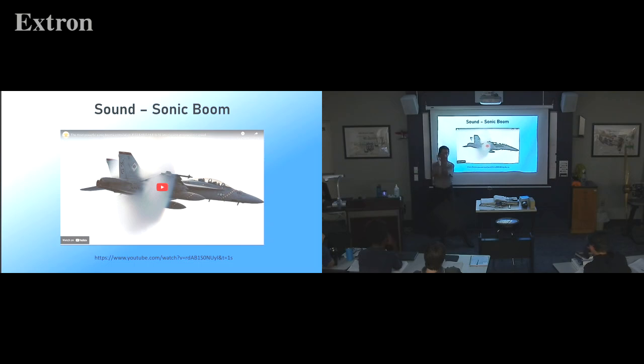Kind of catching up to all the sound waves, they're building up, and that's what you see as it looks kind of like this cloud. And so, as the aircraft approaches, you don't hear anything because it's flying faster, it's ahead of its sound, and then you see it and then boom.